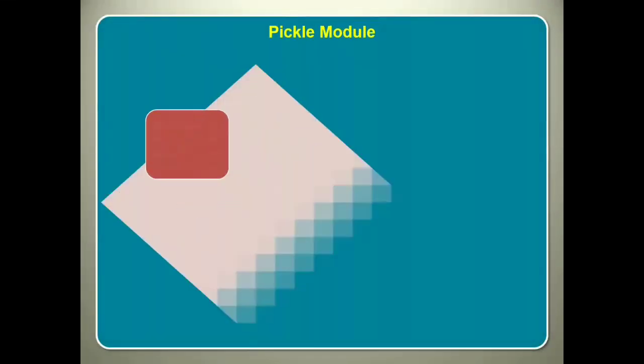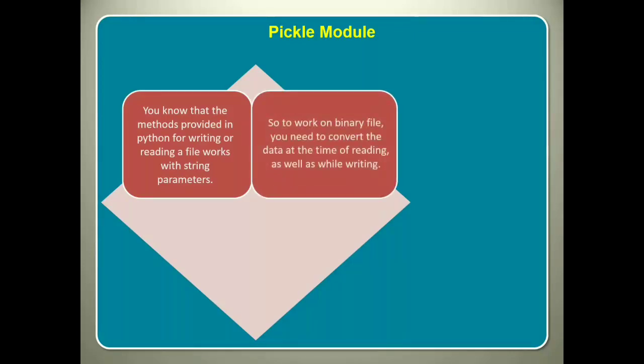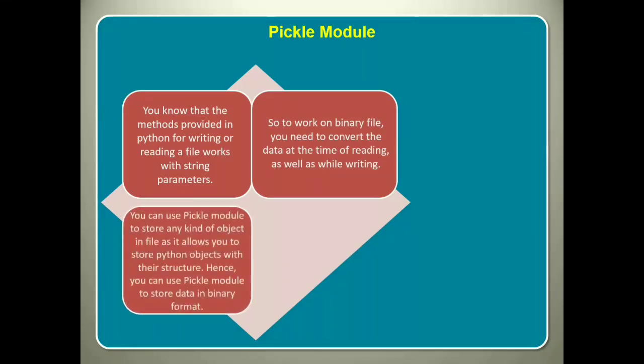You know that the methods provided in Python for writing or reading a file work with string parameters. So, to work on a binary file, you need to convert the data at the time of reading, as well as while writing. You can use the Pickle module to store any kind of object in a file, as it allows you to store Python objects with their structure. Hence, you can use the Pickle module to store data in binary format.